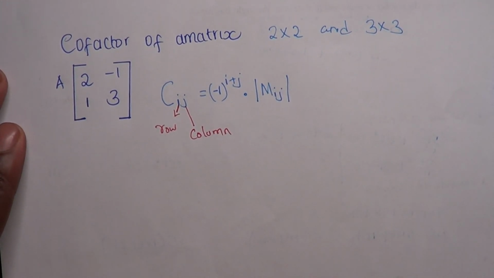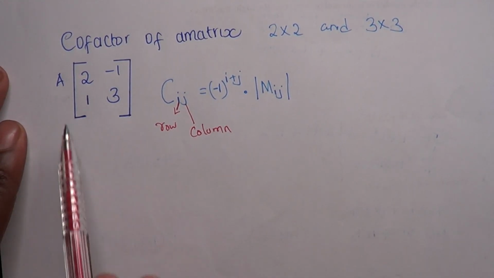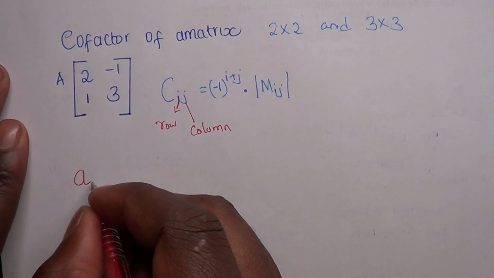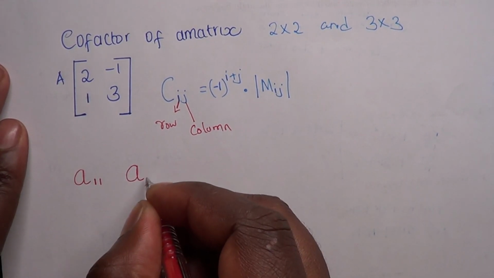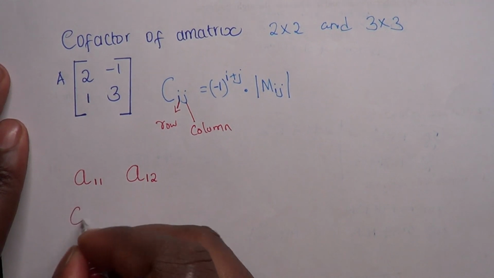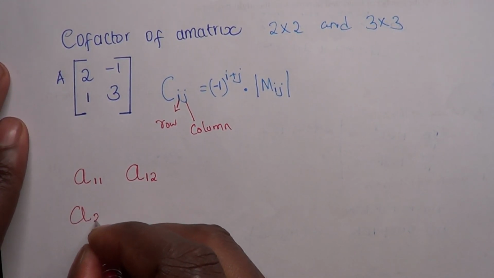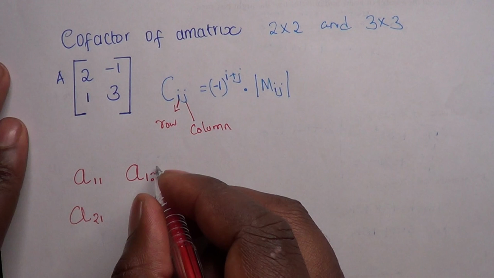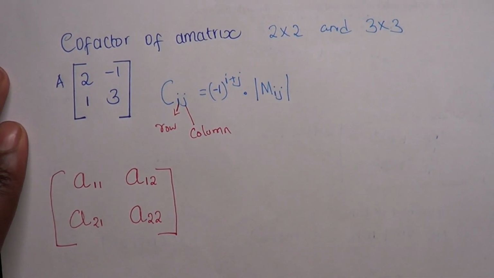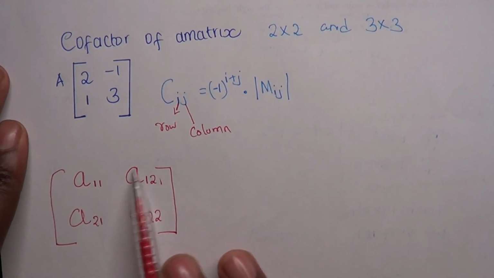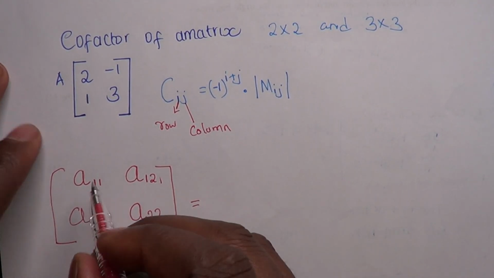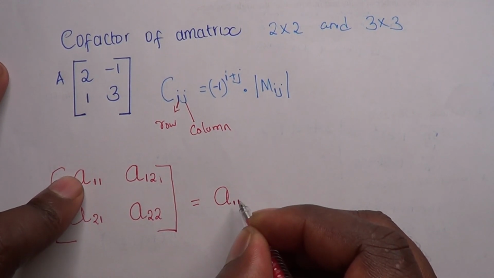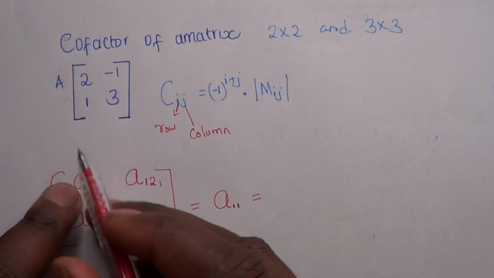So the first thing we do here, look at this point. I need to show you how to find this one. For example, the cofactor of this one. Now we have a11, the first row, first column; a12, the first row, second column; a21, the second row, first column; and a22, the second row, second column. So for us to find the minor of this point, we focus on this one, i 1 1, that's the first row, first column.